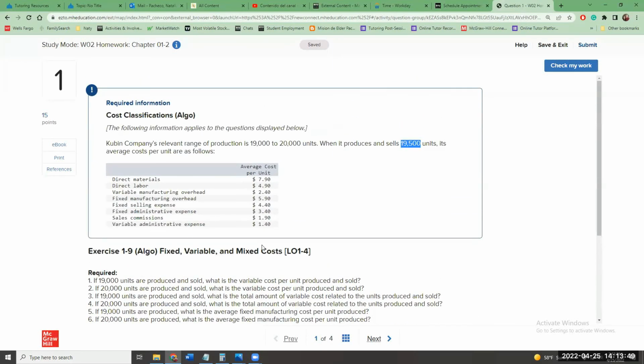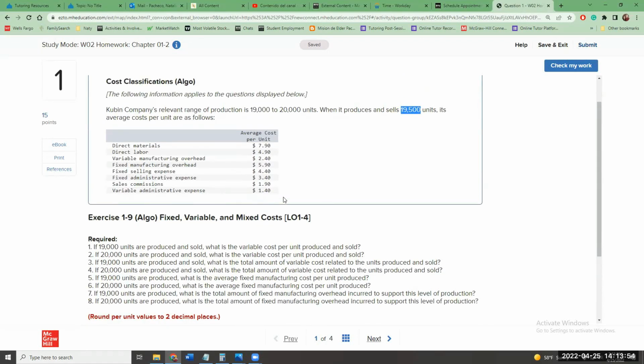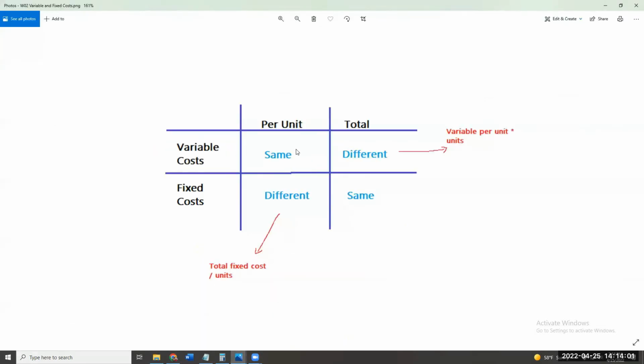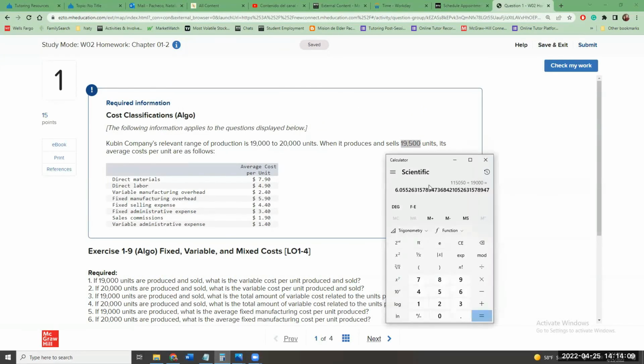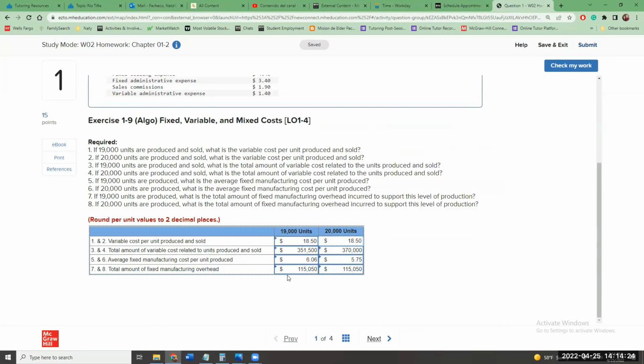So with that in mind, for the variable cost per unit produced and sold, we're going to add all of the variable costs, and that's going to be it, because we know that no matter if they sell 19,000 units or 20,000 units, the variable cost per unit is always the same. Okay, so if we add those numbers, the first one is 790, 490 for direct labor, 240 for manufacturing overhead, 190 for commissions, and 140 for the last one. It is 1850 for both of them, right here and right here.